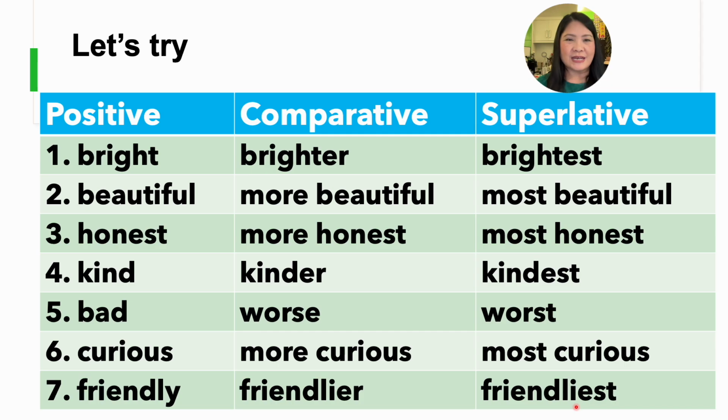Because we have 7 items. So 7 for comparative and 7 for superlative. So did you get 14? Okay, that's very good. So I hope you learned something from this lesson.